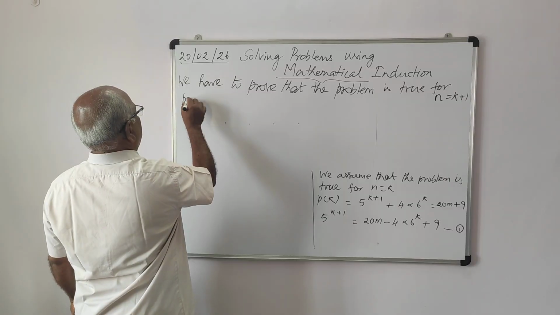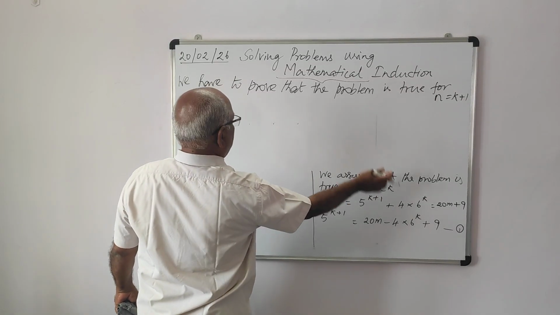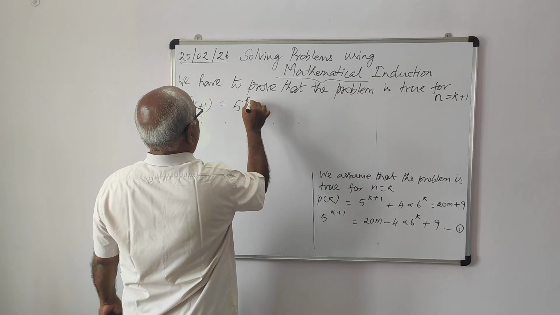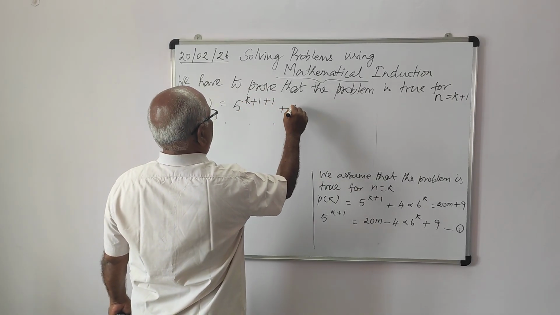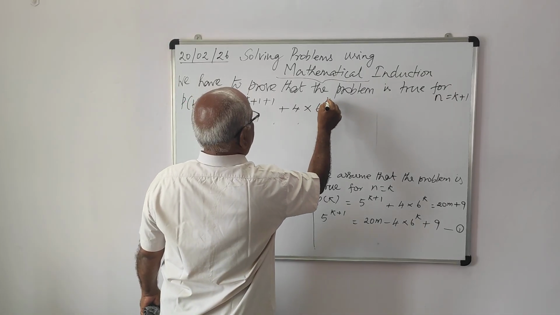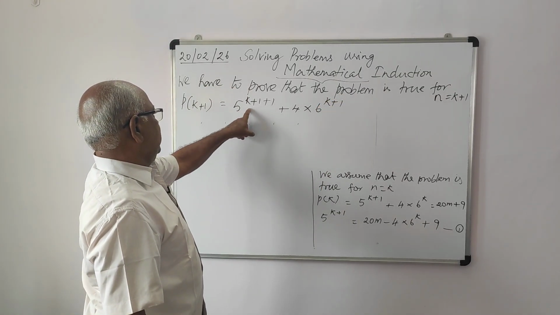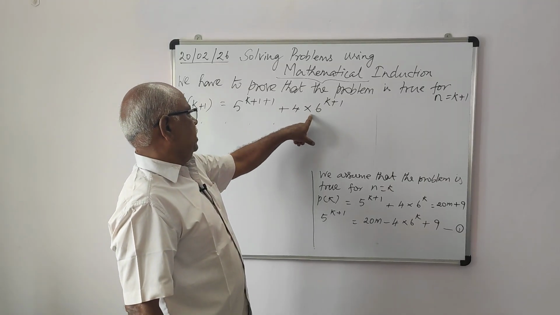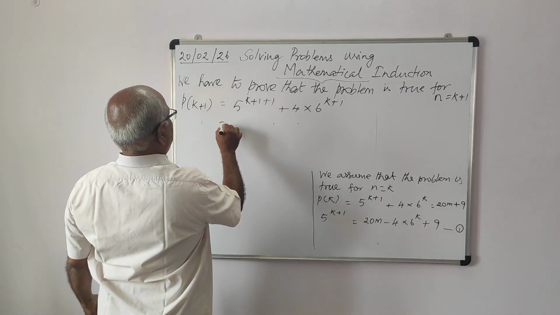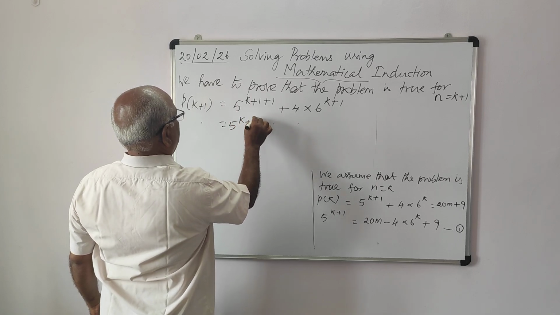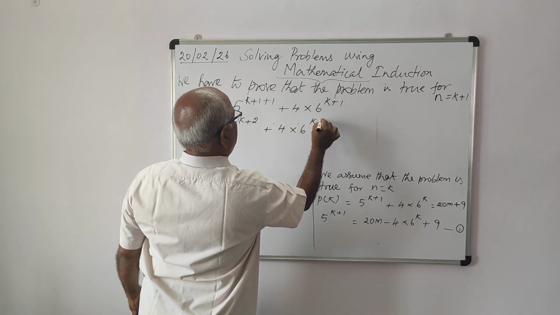That is, p of k plus 1 equals 5 power (k plus 1) plus 1 plus 4 into 6 power (k plus 1), because the expression is 5 power n plus 1 plus 4 into 6 power n, where n is k plus 1 and n plus 1 is k plus 1 plus 1. So this is 5 power k plus 2 plus 4 into 6 power k plus 1.